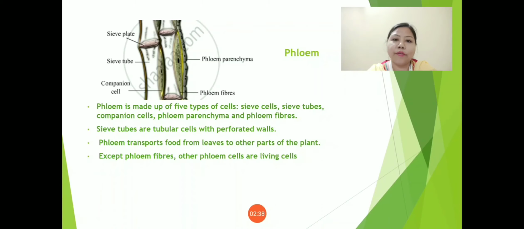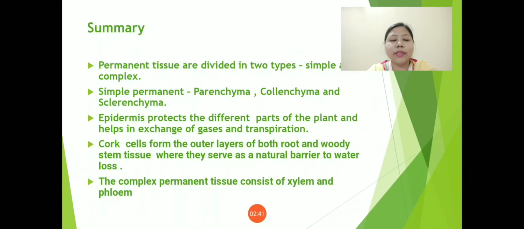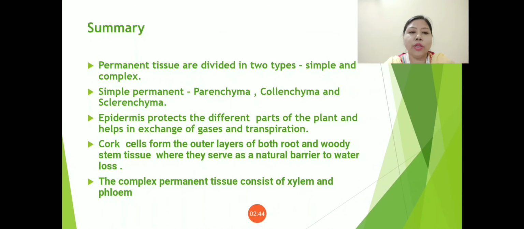So this is what we have for today's class. Now let us summarize what we have learned. The permanent tissues are divided into two types, simple and complex. Simple permanent tissues are parenchyma, collenchyma and sclerenchyma. Epidermis protects the different parts of the plant and helps in exchange of gases and transpiration. Cork cells form the outer layer of both roots and woody stem tissue, where they serve as a natural barrier to water loss. The complex permanent tissue consists of xylem and phloem.